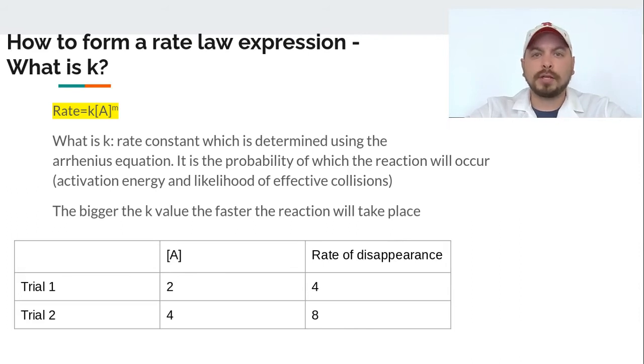But essentially, you can think of that lowercase k as the probability of the reaction occurring. So this goes back to activation energy and likeliness of effective collisions. The bigger the k value, the faster the rate overall.